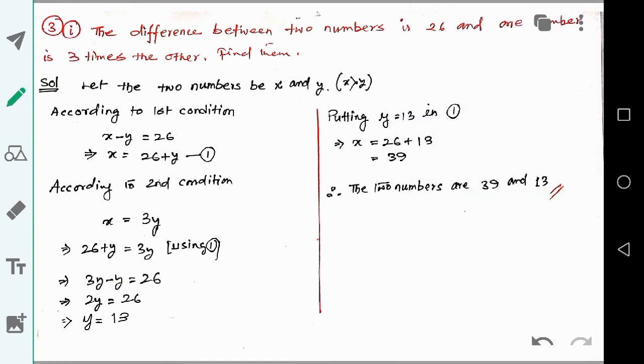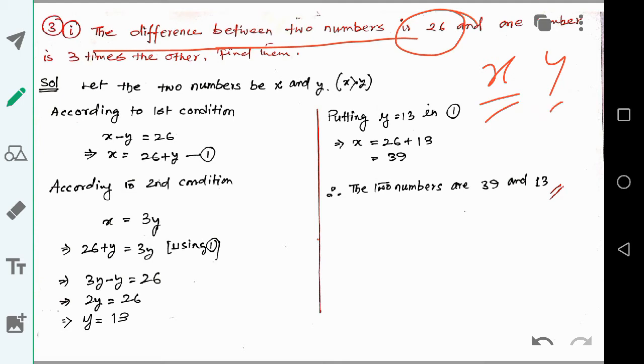The difference between two numbers, that means there are two numbers, and the difference is 26. Suppose we have two numbers x and y, this is the greater number, then this is the lesser number, then this is 26 more than this one because their difference is 26.